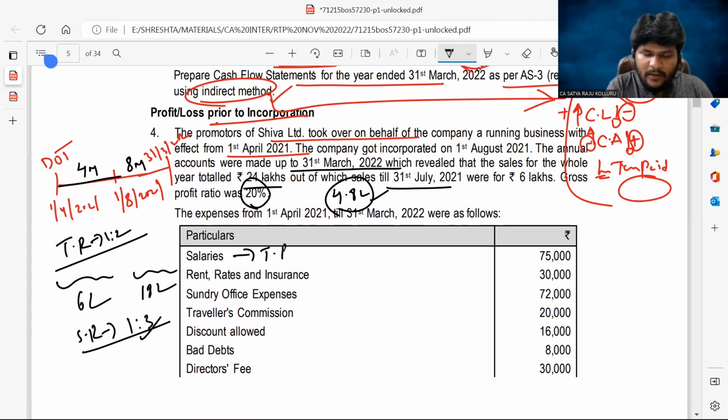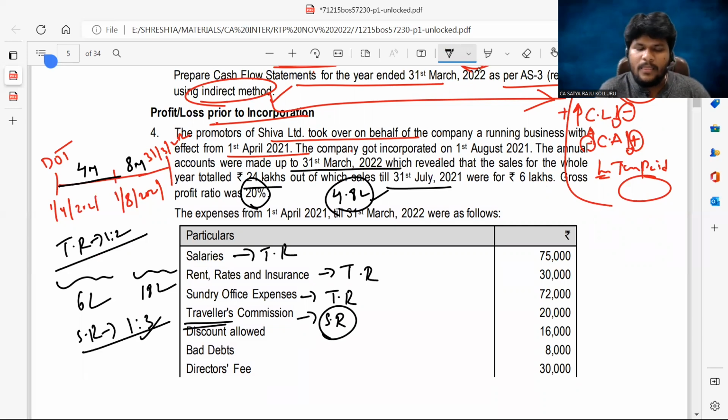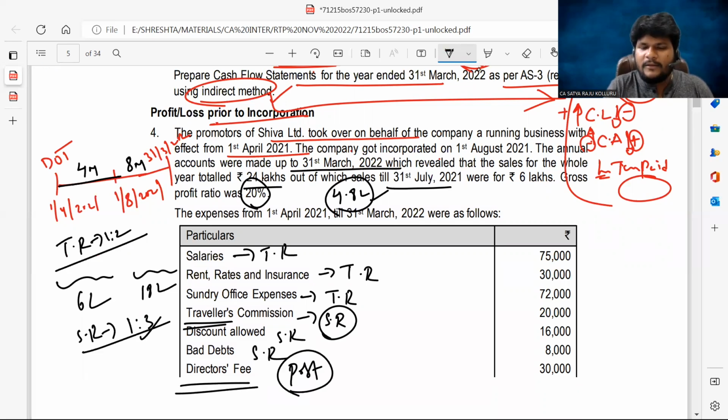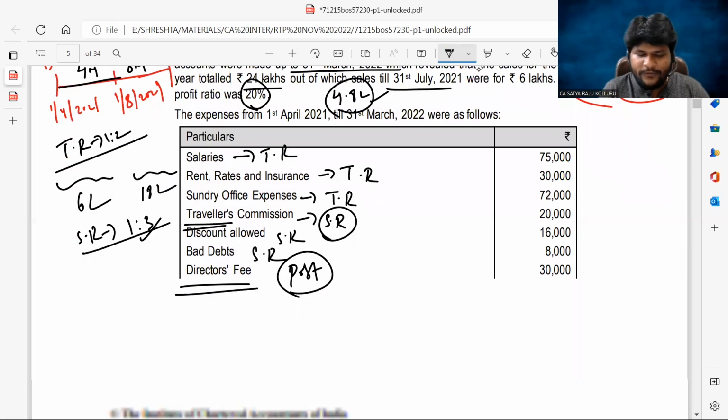Salaries: time ratio. Rent, rates and insurance: time ratio. Sundry office expenses: time ratio. Travelers' commission: sales ratio, because travelers are generally sales agents who might travel here and there for the purpose of selling the items. That is nothing but travelers' commission. Discount allowed, no doubt about it, sales ratio. Bad debts: sales ratio. Director's fee: only post. There is no direct involvement in the pre period, so the director concept itself is applicable only in case of post.